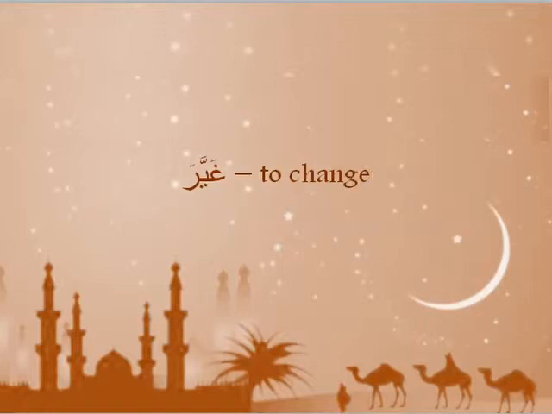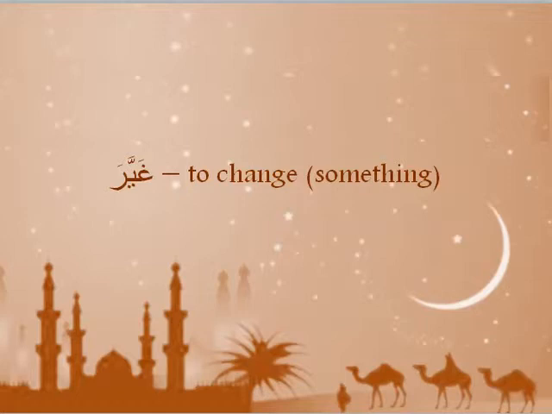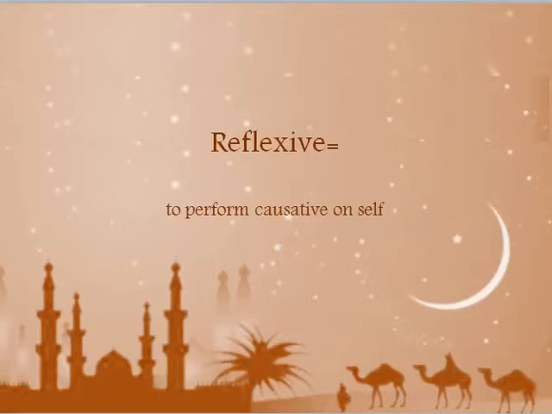Okay, now, you're going to love this even more. غير means to change. But measure 2, remember, is causative, is to cause something else to be whatever measure 1 is. So غير means to change something else. Right? We always want to change other people and other things. Now, if you go back to what we said about reflexive, it's to perform the causative on yourself. Now you can easily guess what measure 5 is going to be.